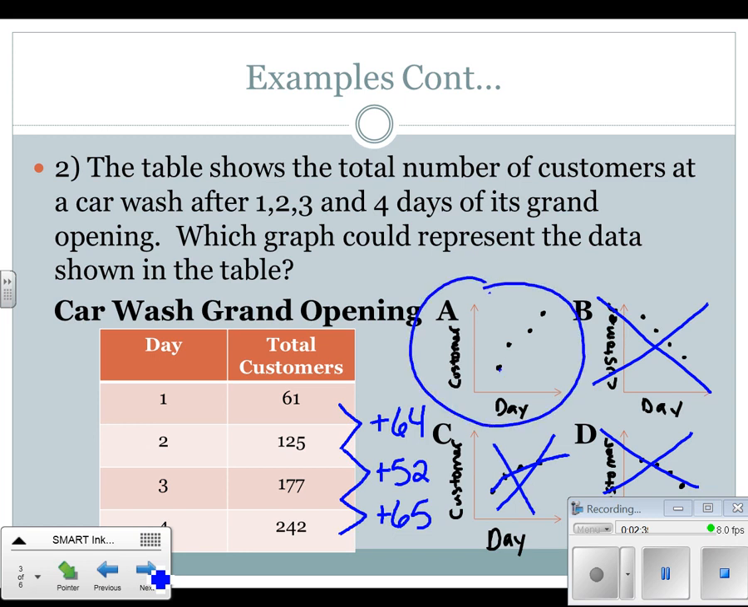It went up from day 1 to 2. It did go up from 2 to 3, just not as much, and then it increased again by that 65. So A would be the correct graph to represent the table.